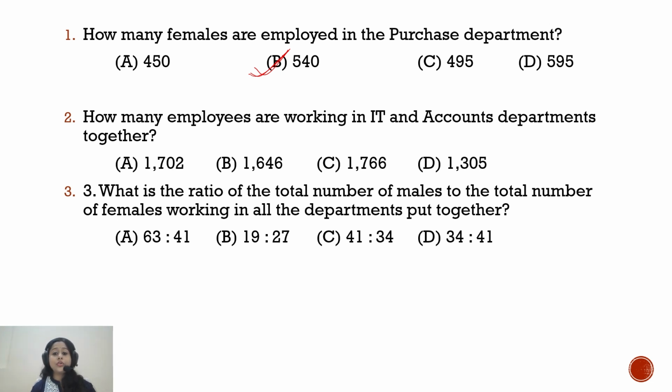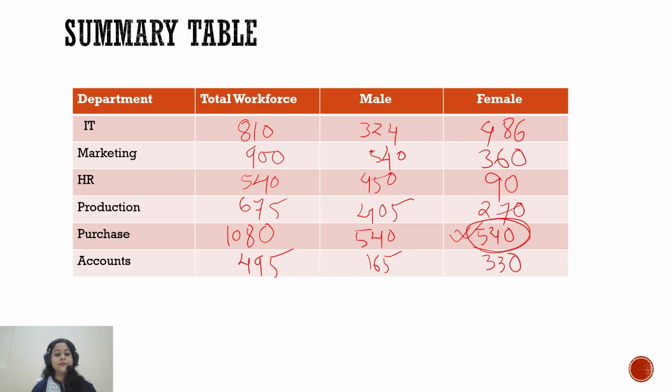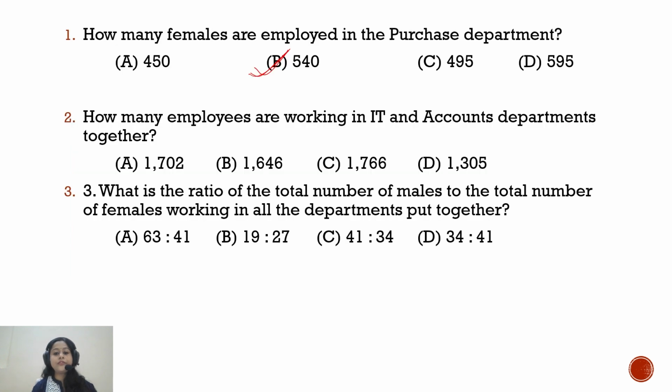How many employees are working in IT and accounts together? You just have to add these two. So IT and accounts: 810 plus 495 will give you, I think, 1305. So you just have to add up the IT and accounts departments' total workforce, which is option D.